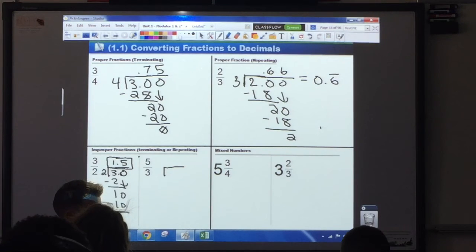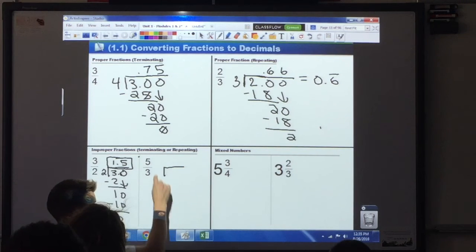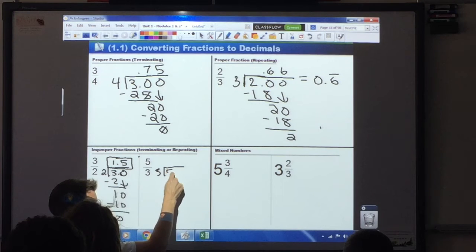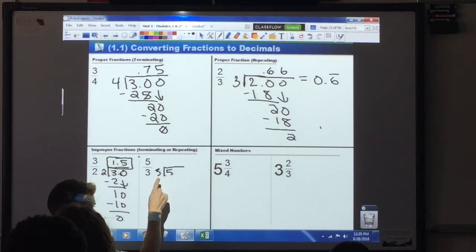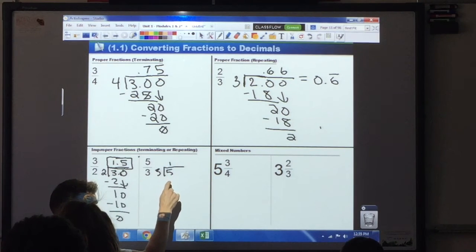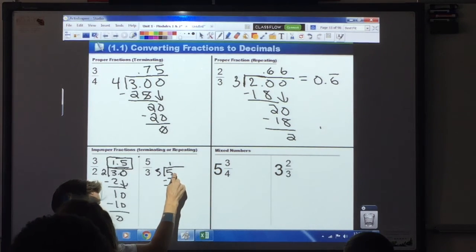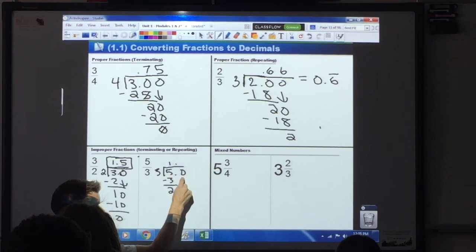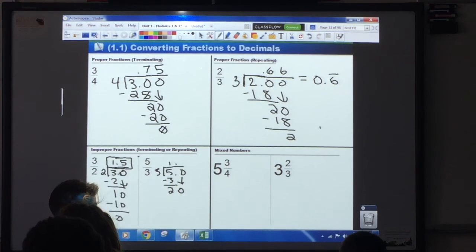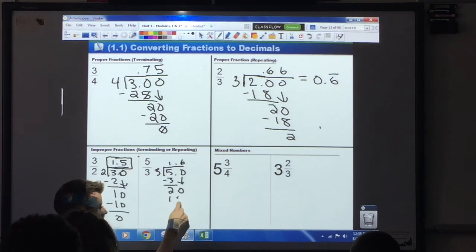Mr. Francois, draw the box. What goes on the outside? 3. What goes on the inside? 5. Does 3 go into 5? Yes. How many times? 1. 1 times 3 is 3. 5 minus 3 is 2. Decimal, 0, drop it down, 20. Can 3 go into 20? 6 times. 6 times 3 is 18. Subtract. Uh-oh, I feel like we've been here before.